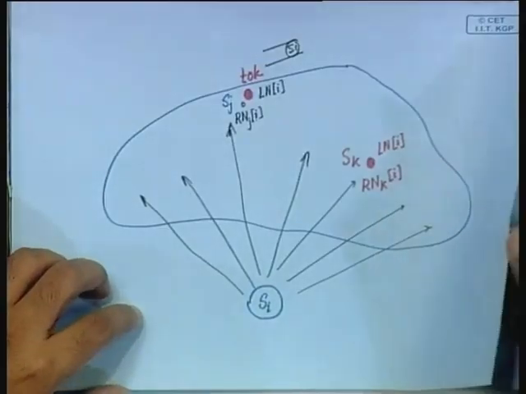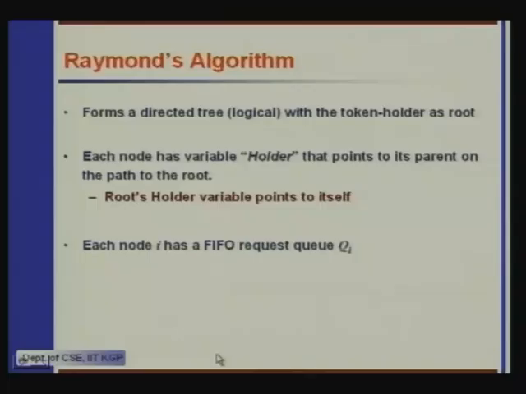Okay. So, now what we will do is we will start looking at another algorithm which tries to improve upon the fact that the Suzuki-Kasami algorithm has to broadcast the request to all nodes, right. So, we are going to look at another algorithm where we will be able to have a smaller message complexity. In other words, we do not have to send messages to everyone.